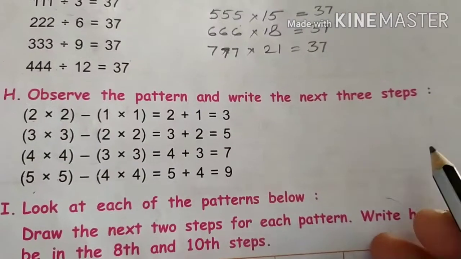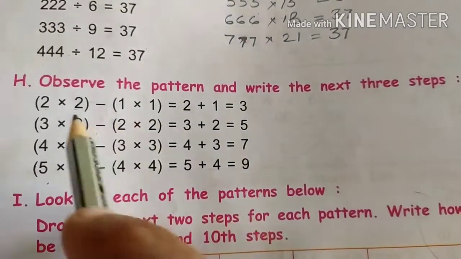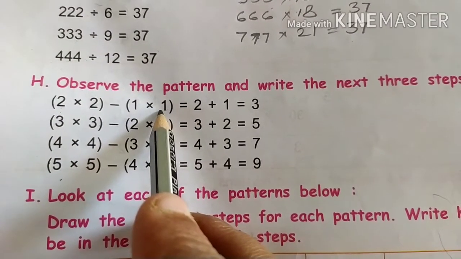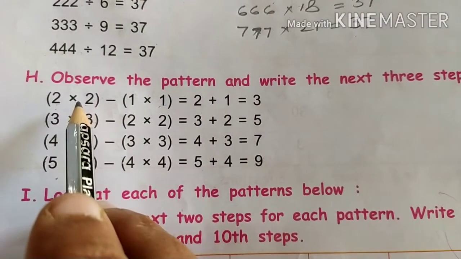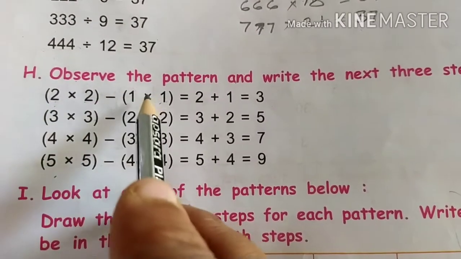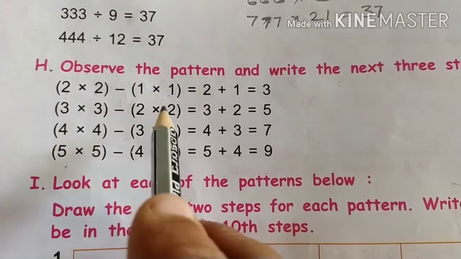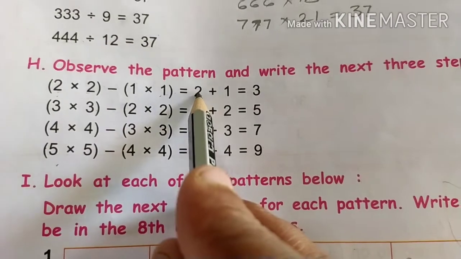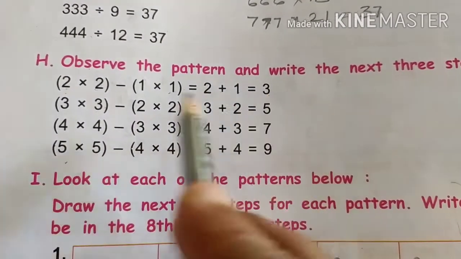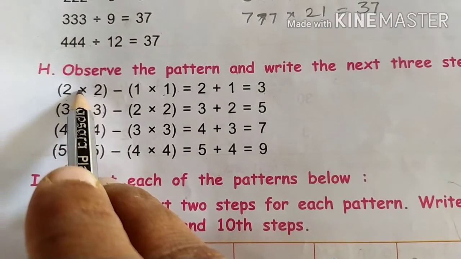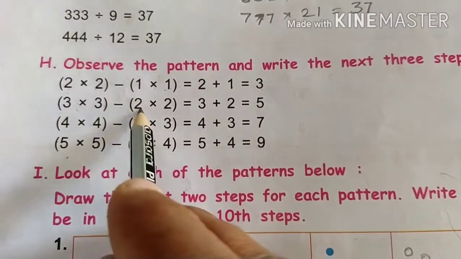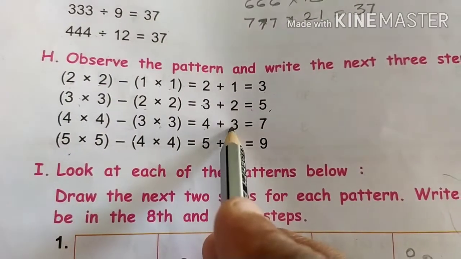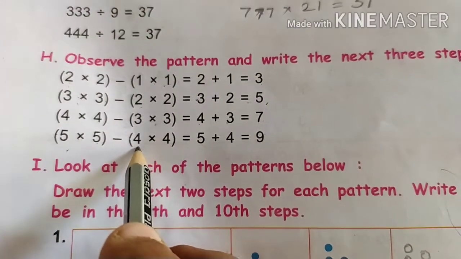Is that clear? Next question: observe the pattern and write the next 3 steps. Here we have consecutive numbers, but the bigger number will be first, then the lesser number. So here the greater number is 2, 2 into 2, and the lesser number is 1 into 1; 3 into 3, 2 into 2. And the result you are getting is 2 plus 1, that is 3. Here 2 from this side and 1 from this side. 3 and 2, 3 plus 2, the sum is 5. 4 and 3, 4 plus 3 is 7. 5 plus 4 is 9.